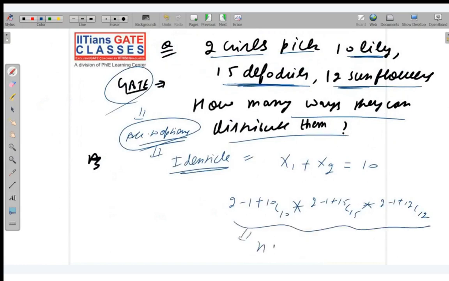Should I solve it, or will you do it at your home? We'll solve it, sir. Okay, so this is my final answer. So the tip is you have to see the options also.